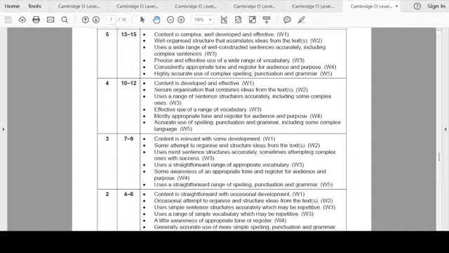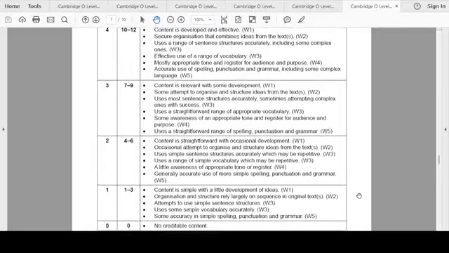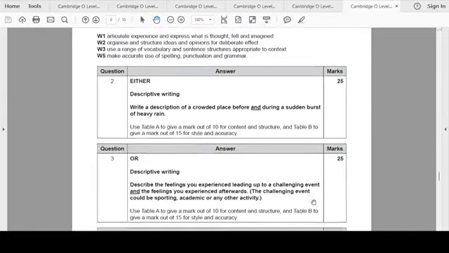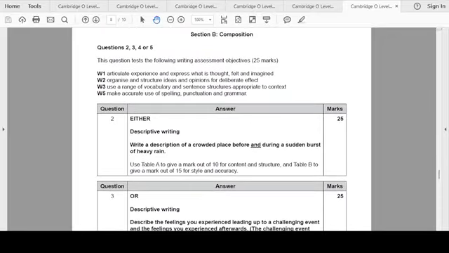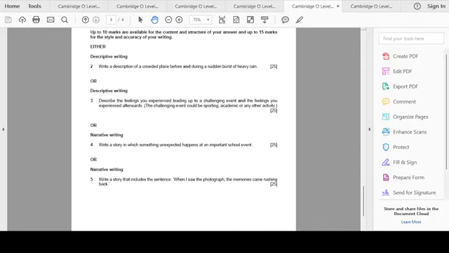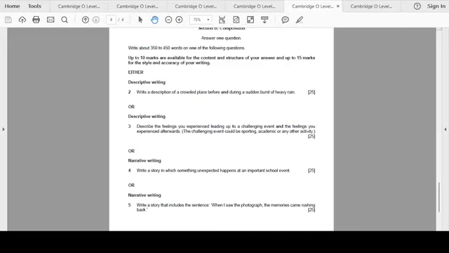Right, and so you can go down the levels and you can see how much it's worth. In the other levels, obviously, the quality of the writing would be lower, and so you get lesser marks. And then finally, we come to section B, which is composition, which basically gives you a list of two descriptive and two narrative task topics. Pick any one and write it out. There are 10 marks available for content and structure, 15 marks for style and accuracy of writing.